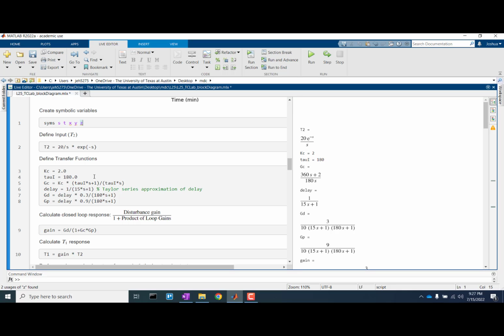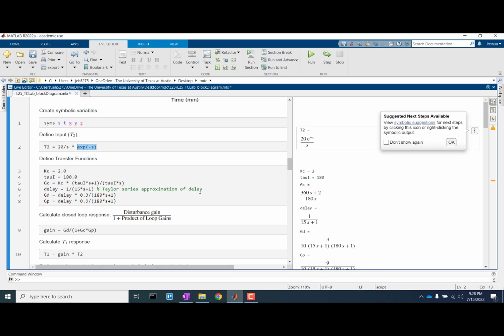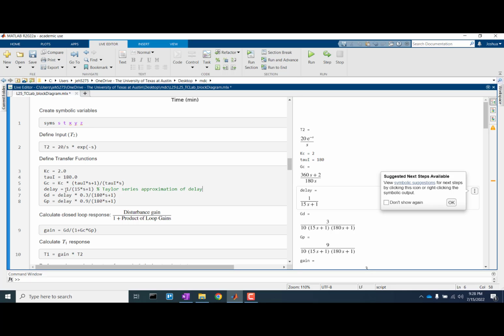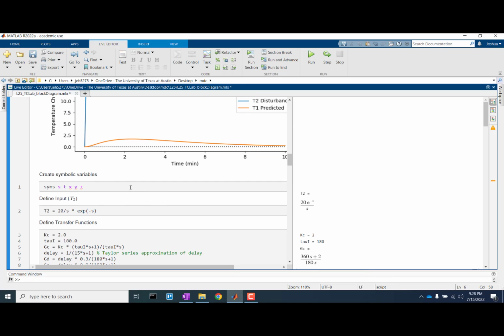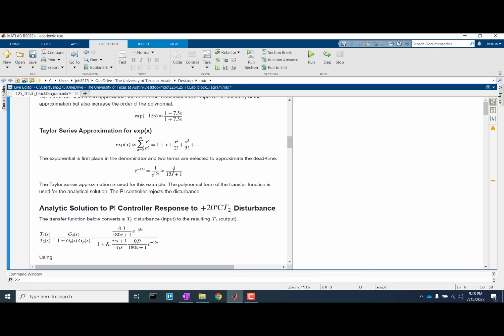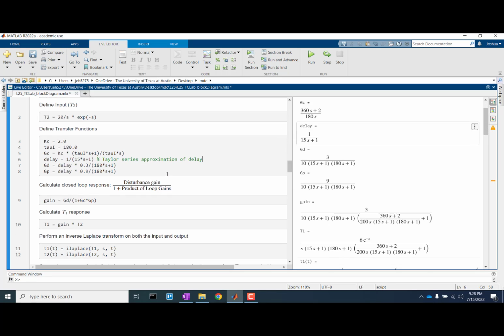Then we have our gains. Kc is 2, tau I is 180, Gc, which is the gain of the controller, is Kc times tau I times s plus 1 over tau I s. This is the main thing that isn't just what we had before: we add in our delay. I should say this is just part of the step change. This is our delay, which is 1 over 15 times s plus 1, our Taylor series approximation of the delay. You can see that right here.